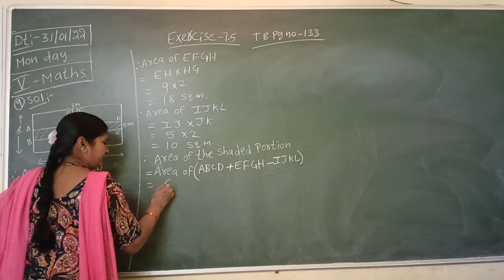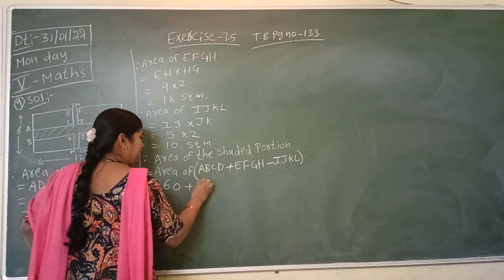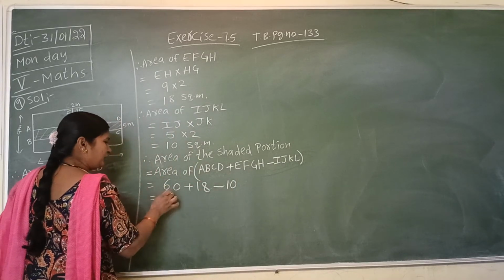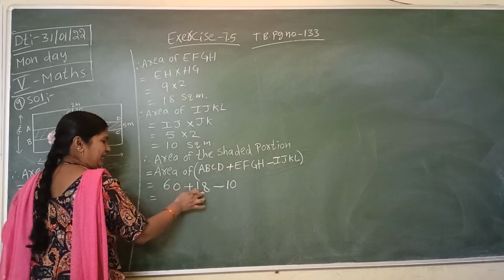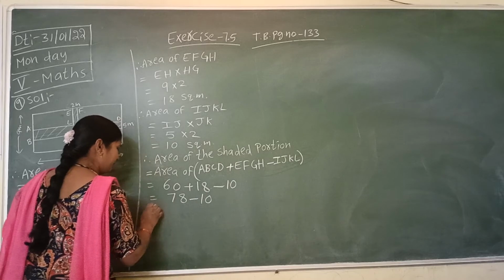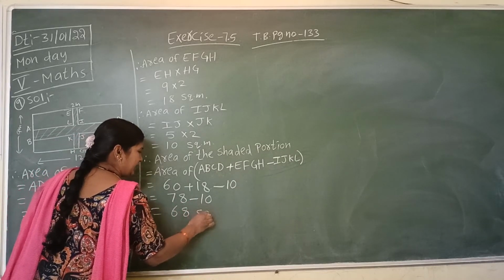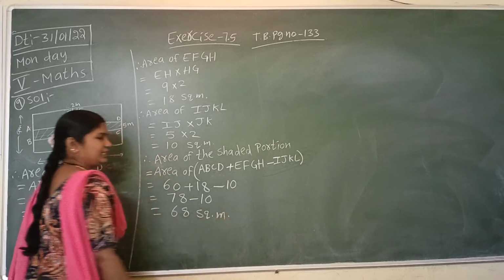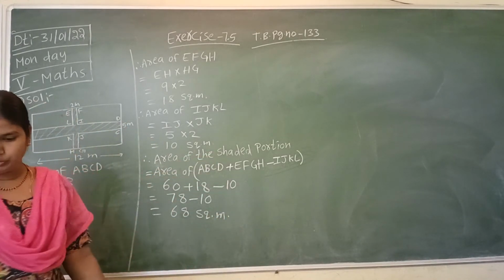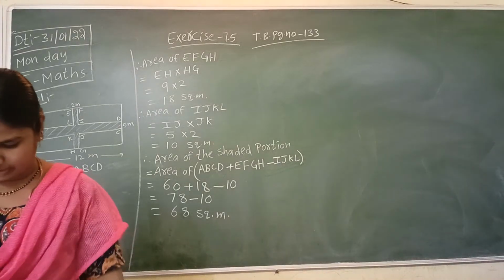Now the area of ABCD, how much? 60, plus area of EFGH 18, minus 10. First we have to add these two numbers. 60 plus 18, how much? 78. 78 minus 10 means 68. 68 square meters. Okay, it is the area of the shaded portion. They are asking for that one only, the area of the shaded portion in the figure.